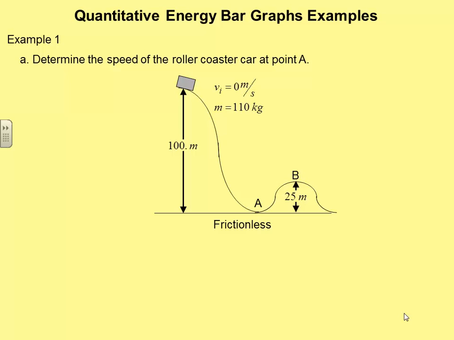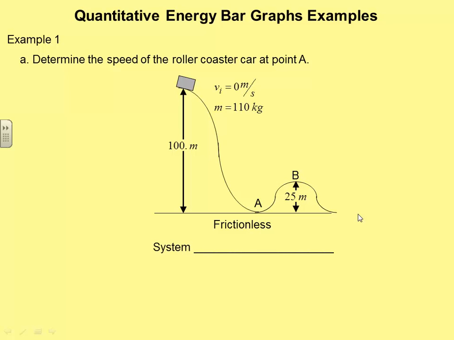We've got the classic roller coaster. The roller coaster starts with a hill that's 100 meters tall. It starts from rest at the top of the hill, which isn't really realistic. I mean, you have to be moving to get over the hill, but we're trying to keep things simple. The mass of the car is 110 kilograms. It's a frictionless track, if you notice down here, which is nice because that means we don't have to worry about dissipated energy. And the second hill, which comes in part B, is 25 meters high.